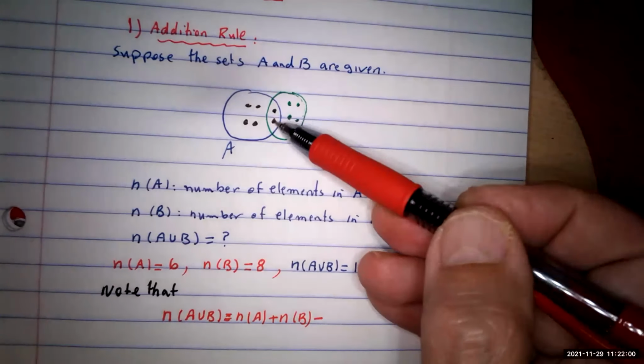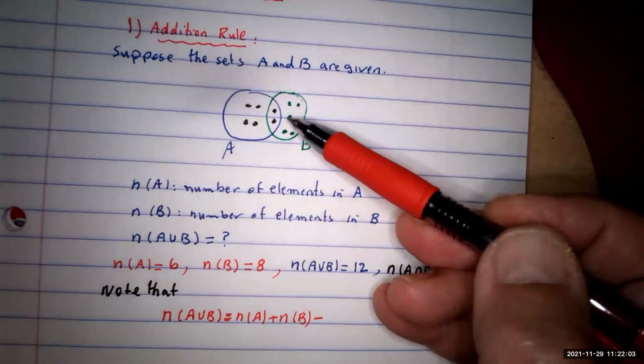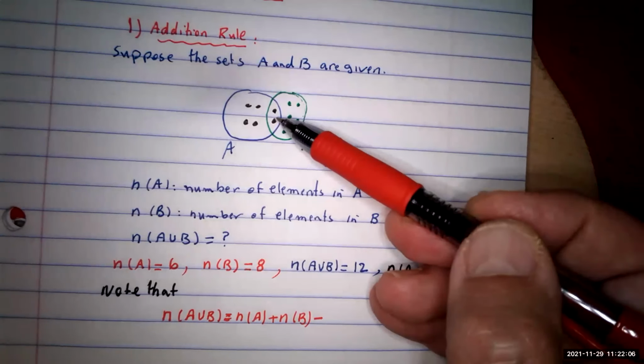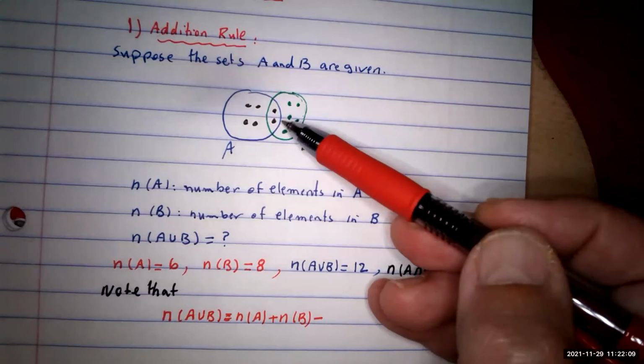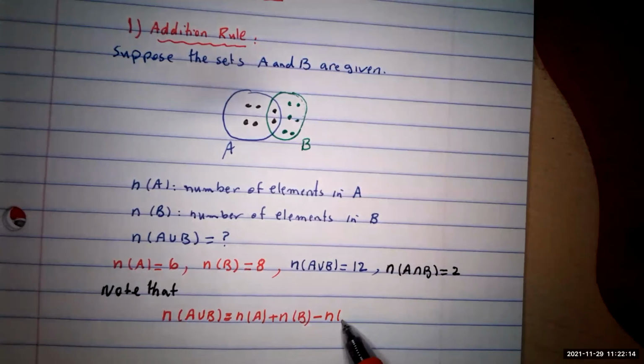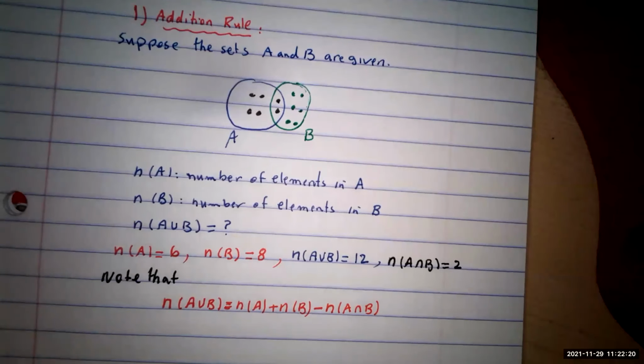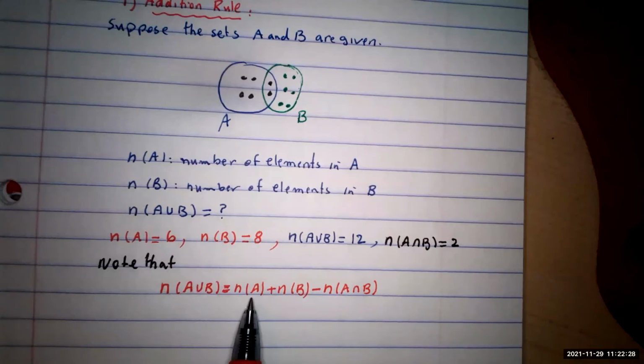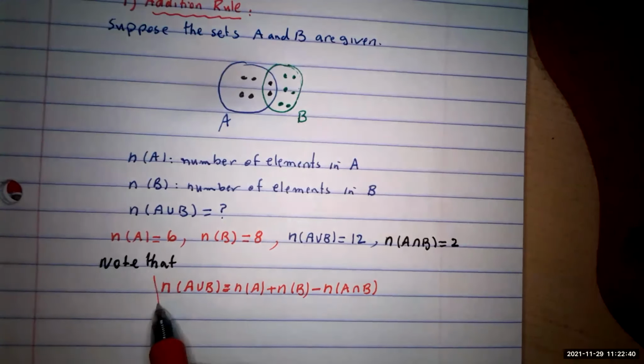That repetition is the intersection. So the intersection you count only once. Since you counted it twice, once with A and once with B, you have to subtract that extra count. That gives you the formula. In order to find the members in A union B, you include the members in A and B, but you have to exclude the members in the intersection, because otherwise you count them twice. Any question?